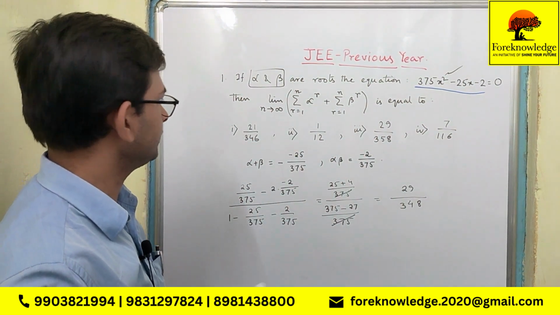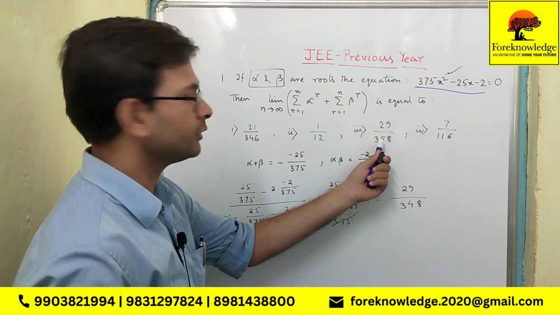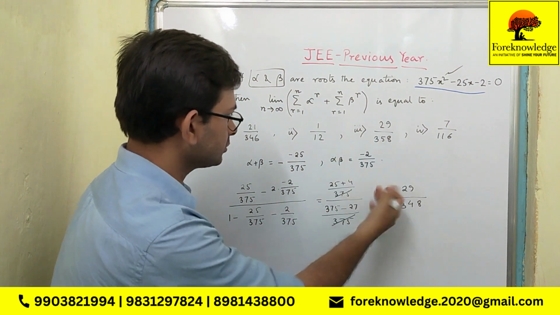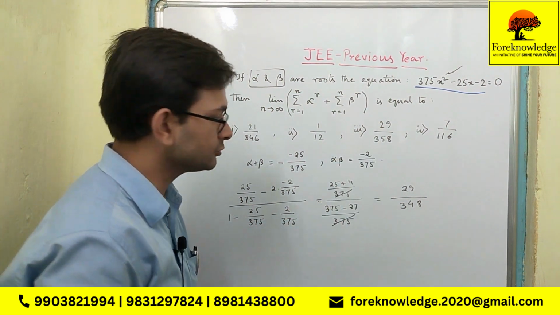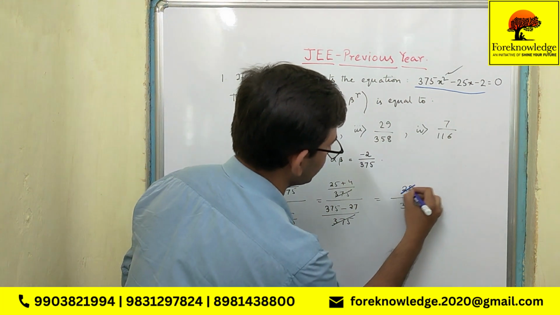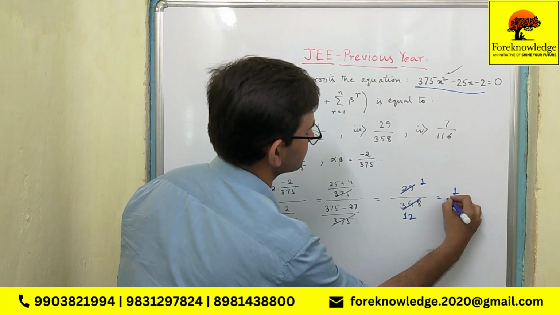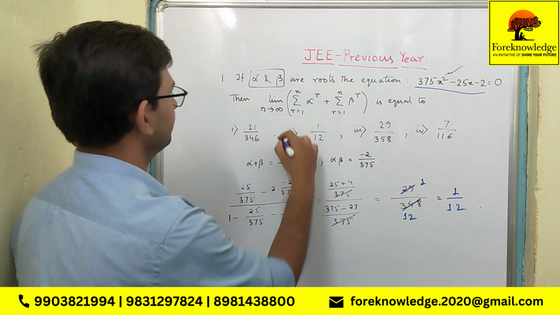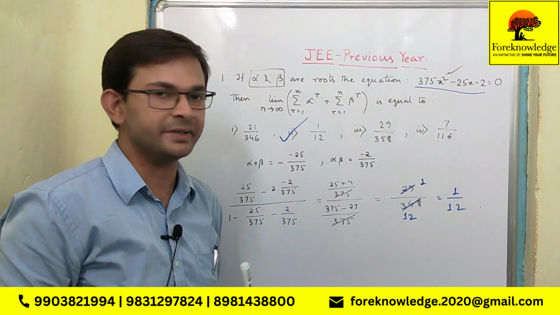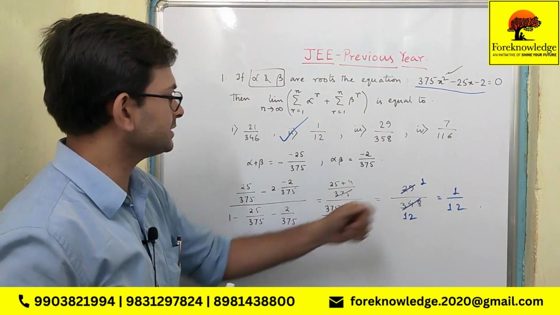Now in the options there is nothing like that, so let's see if we can reduce it. 29 by 348 reduces, since 348 is 29 times 12. So the answer is 1 by 12, which is option B. So option B is the answer.